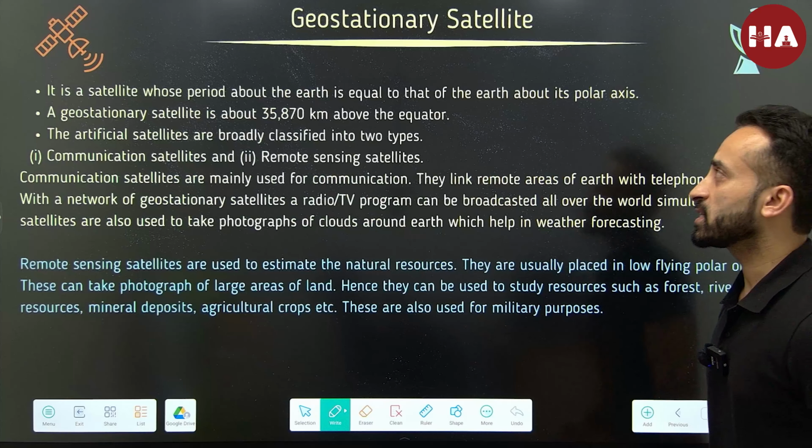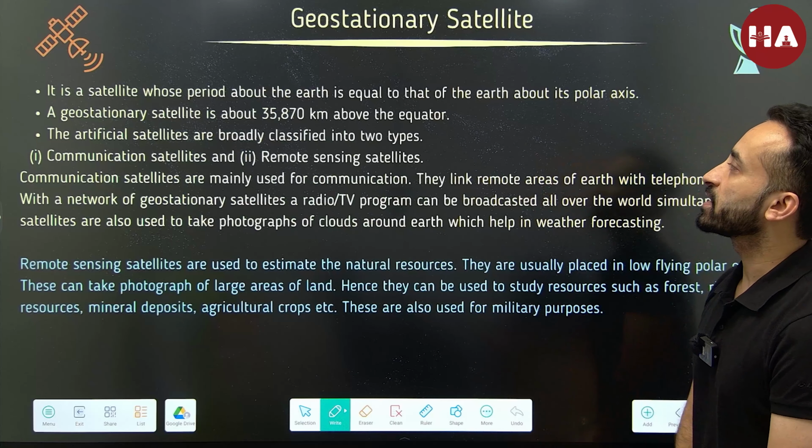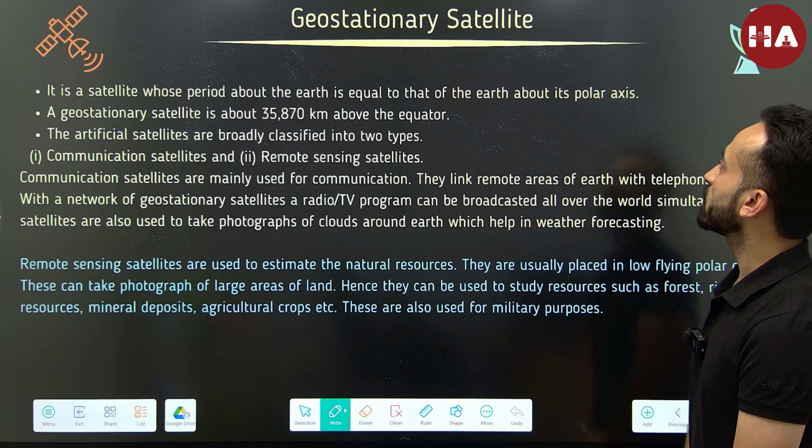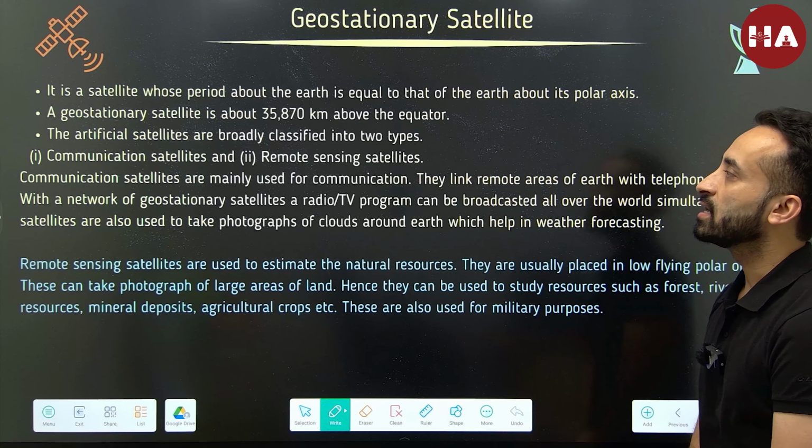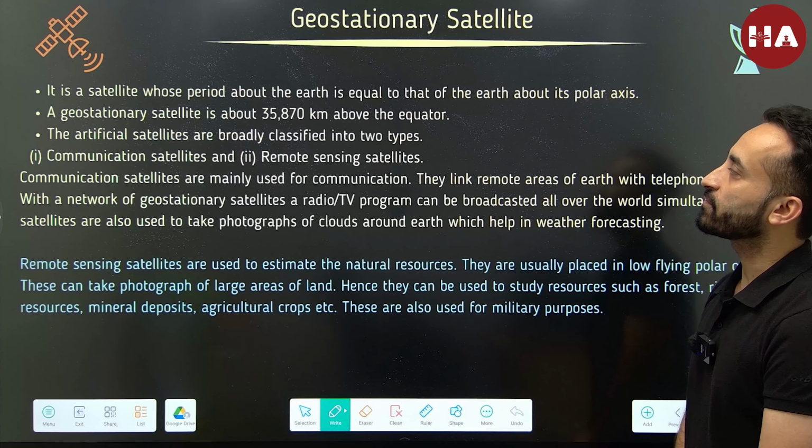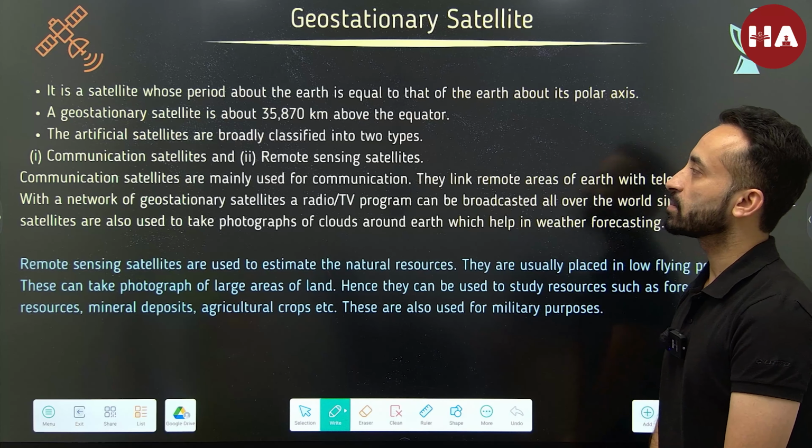All right. So I've written everything for you. It is a satellite whose period about the earth is equal to that of the earth about its polar axis. A geostationary satellite is about 35,870 kilometers above the equator.